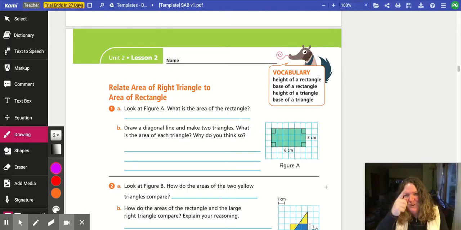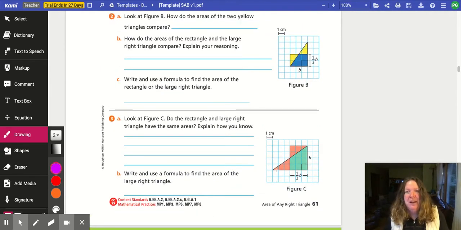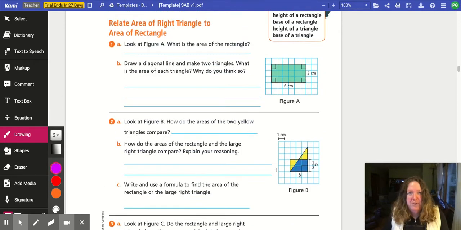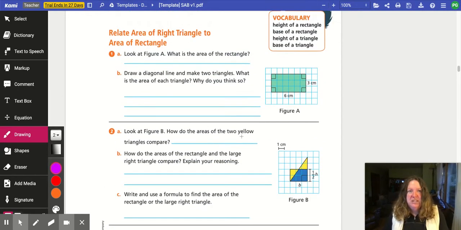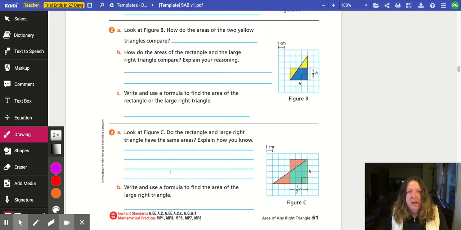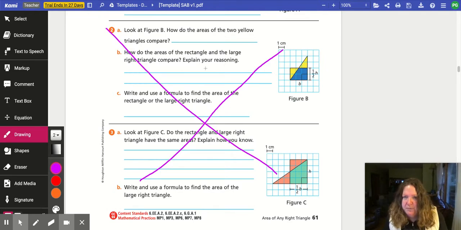All right, we're ready to go into our book. So let's take a look. We're in Unit 2, Lesson 2, and this is on page 61. So please grab your book and open it up to page 61. Page 61, we're going to do number 1. We're not going to do number 2 and 3 today, so I'm going to put an X over those today. We may come back to those, but don't do them today.